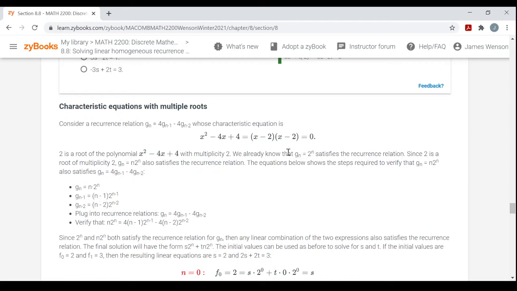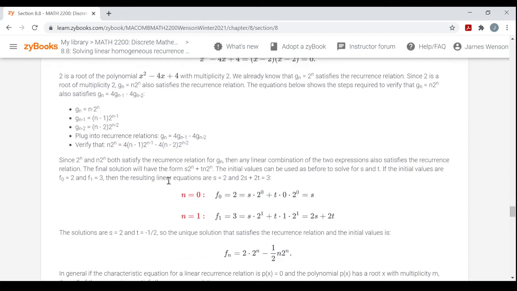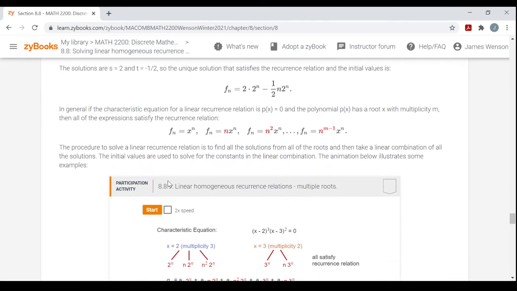And then if it had multiplicity 3, you'd use 2 to the nth, n times 2 to the nth, and then n squared times 2 to the nth. You just keep adding higher powers of n on front until you get the same number of solutions as the multiplicity. And they explain that all down here. All right, so again, I'm not going to go into why this is, just explain that, hey, just do this.